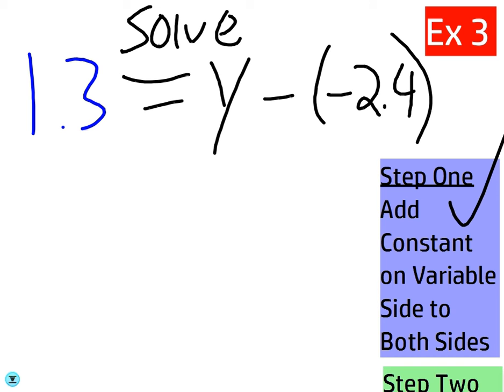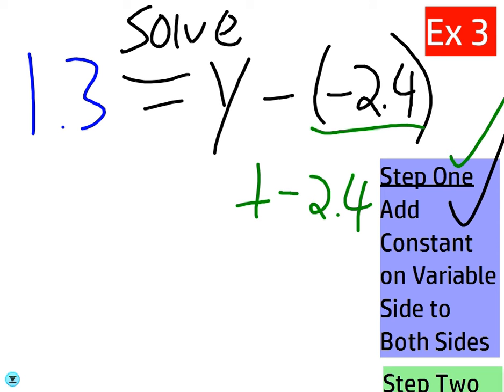Because what is the constant on the variable side? Let me ask you guys, just answer my question. What is the constant that's being subtracted on the variable side? Negative 2.4. We're still just going to add that actual number. So we are adding negative 2.4 to both sides. Again, I know it looks confusing, but if you just follow what the step tells you to do, you're just adding this constant to both sides, whether it be negative or positive, okay?